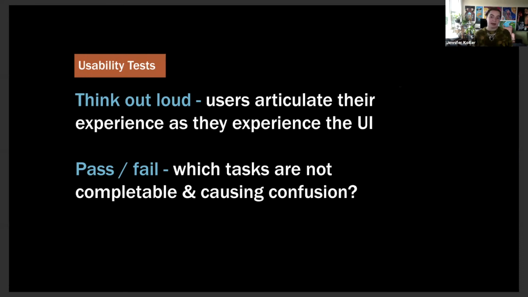One is think out loud, where the user is going to articulate experiences as they have them. And then there's also pass and fail. Basically you pick out certain tasks that need to be done as part of the workflow, and you see if they are completable, or if they're failed. If the user fails and is unable to complete it, you know that it's causing confusion and you know it needs to be reconsidered in your design.